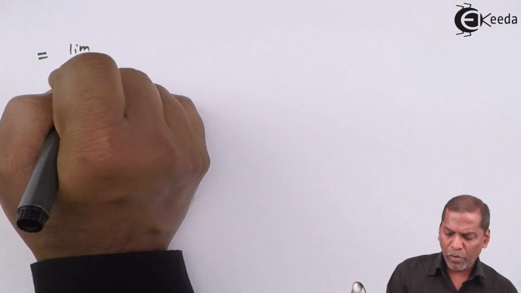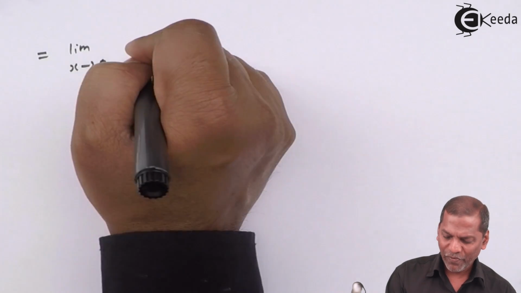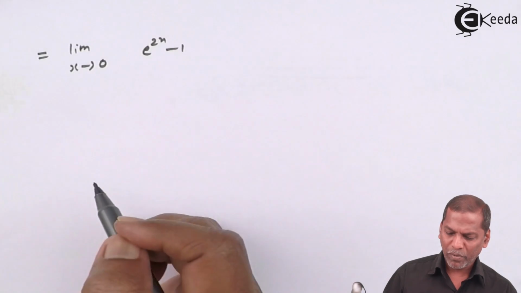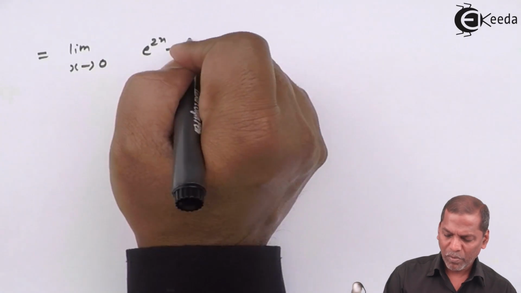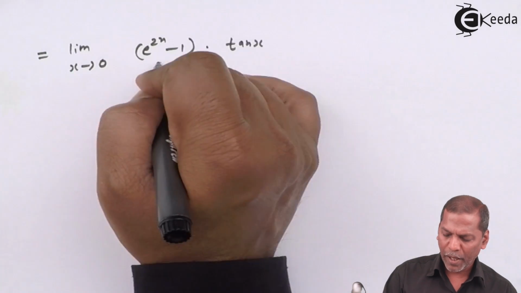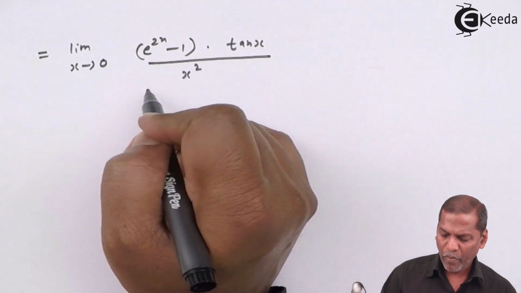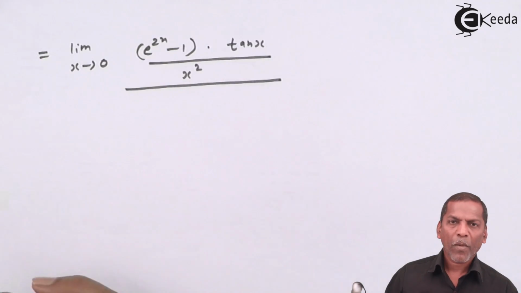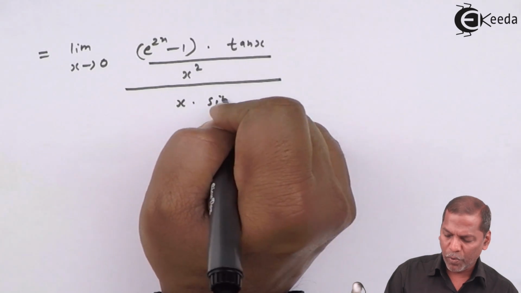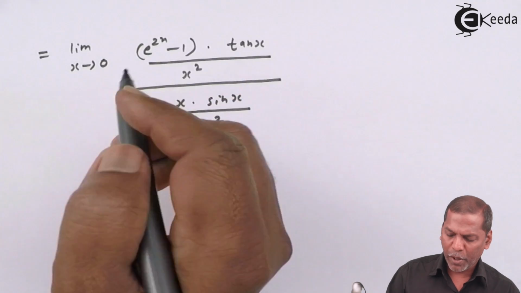So is equal to limit x tends to 0, (e raised to x minus 1) into tan x, whole thing divided by x square, upon x into sin x, whole thing divided by x square.